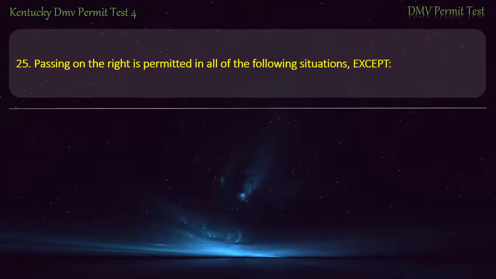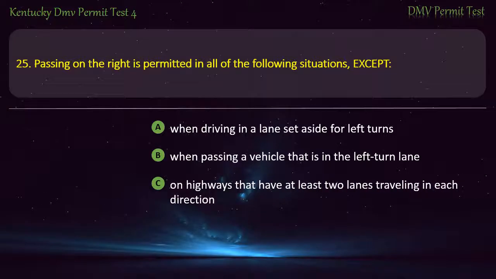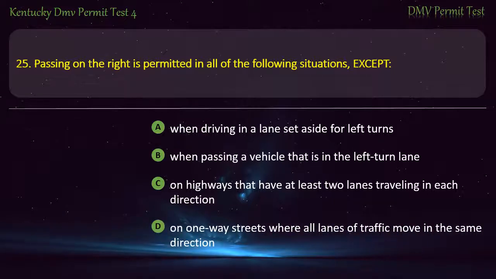Question 25. Passing on the right is permitted in all of the following situations, except when driving in a lane set aside for left turns. When passing a vehicle that is in the left turn lane. On highways that have at least 2 lanes traveling in each direction. On one-way streets where all lanes of traffic move in the same direction. Answer. When driving in a lane set aside for left turns.